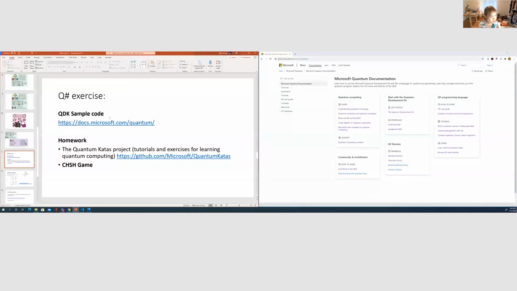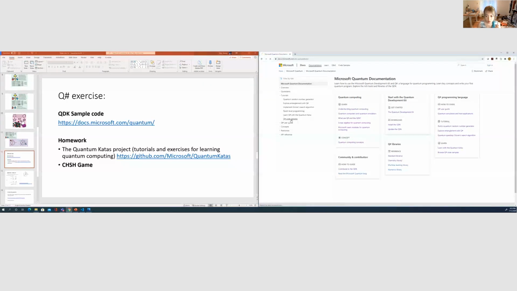The Q-sharp exercise we're going to use today is in the QDK sample code. We're not going to do the katas, but we do have a CHSH game, so I will leave that to you as a piece of homework. Let's look at the sample code, and I also want to show you some other places you should look for additional tutorials. On the Microsoft Docs website, docs.microsoft.com/quantum, you'll be able to find all of the documentation about Q-sharp and QDK and a lot of tutorials.